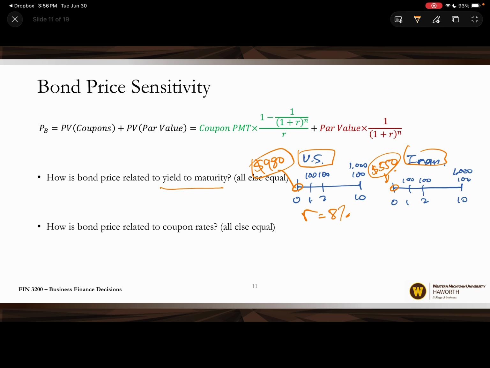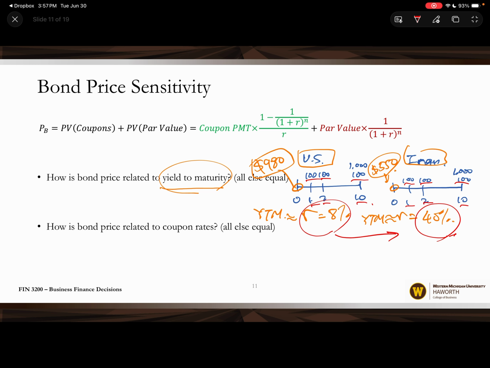I'm just making the numbers up. Maybe it's like 40%. So R is basically the yield to maturity, as we talked about. So if the yield to maturity goes up from here to here, keeping all the other components the same, the cash flows, the timing, everything else remains the same, but the R goes up, the price should come down. Just conceptual.